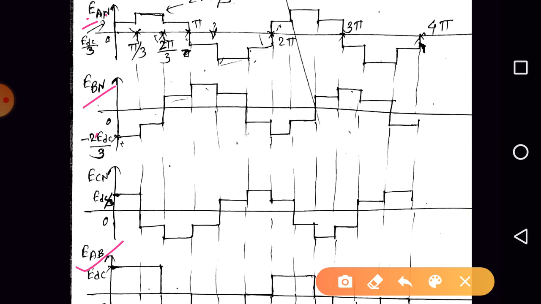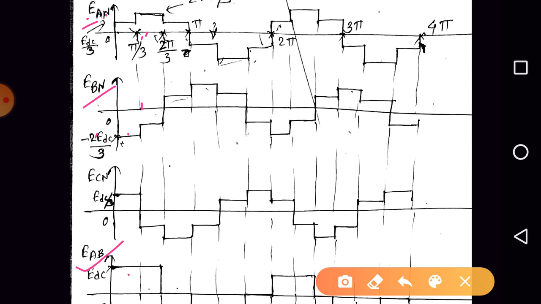So can we write during the first interval, what is the value of EAN? It is EDC by 3. What is the value of EBN? It is 2 EDC by 3. So if you take the subtraction, it is EDC by 3 minus of minus 2 EDC by 3. Minus of minus means plus. So EDC by 3 plus 2 EDC by 3, so it is EDC. Are you getting the point? EDC by 3 plus 2 EDC by 3 is nothing but EDC.